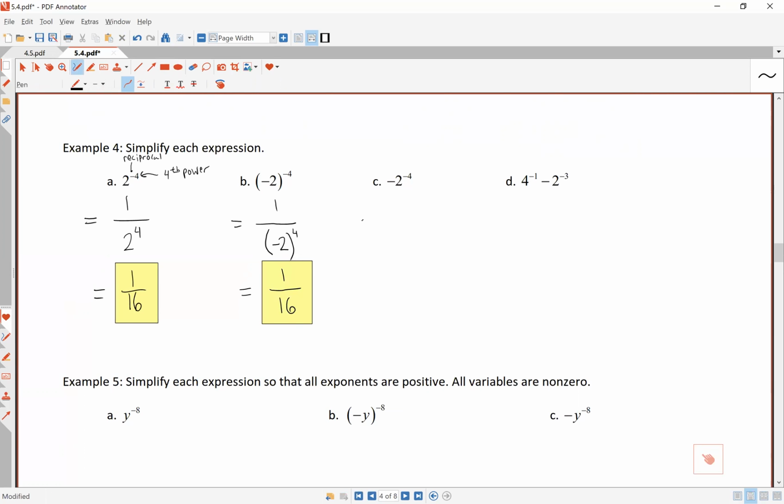Letter C, when there aren't any parentheses, the negative is not seen by the exponent, and therefore it is just the reciprocal of 2, and then we raise that to the fourth power. That's 1 negative, 2 to the fourth is 16, giving us negative 1/16.